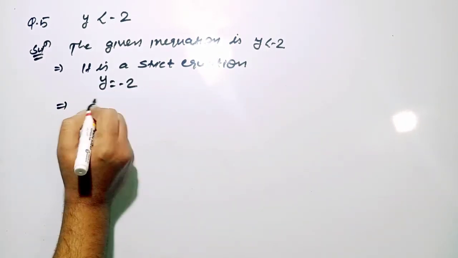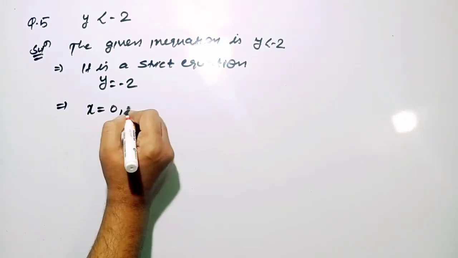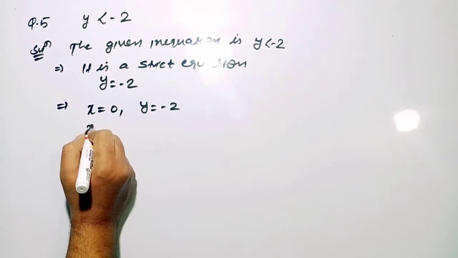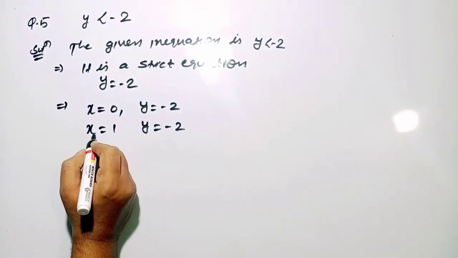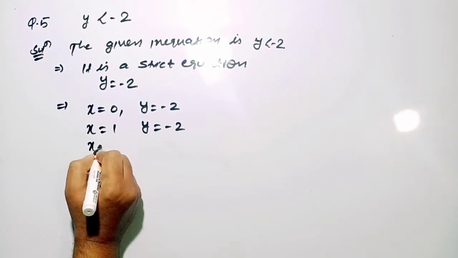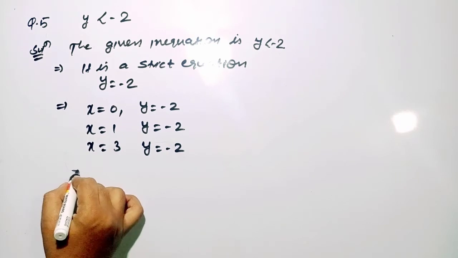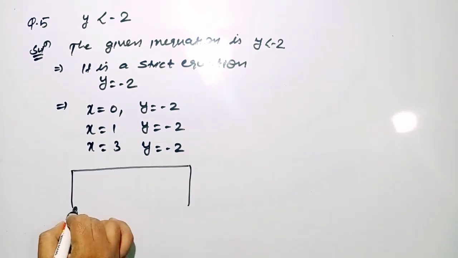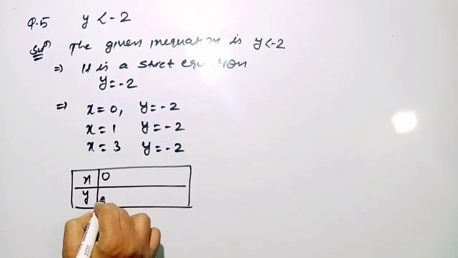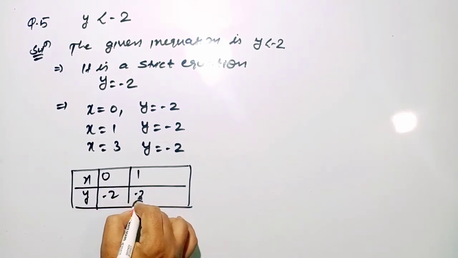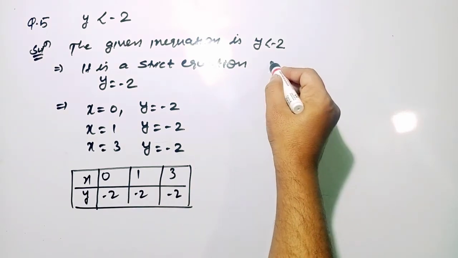Here we are getting one variable missing. If we consider that variable, there will be no change in the value of y. Suppose x is 0, y will be minus 2, x is 1, y will be minus 2, and considering x is equal to 3, y will be minus 2. Now we will tabulate these points. Here will be x and y. Now x is 0, y is minus 2, x is 1, y is minus 2, x is 3, y is minus 2, right?